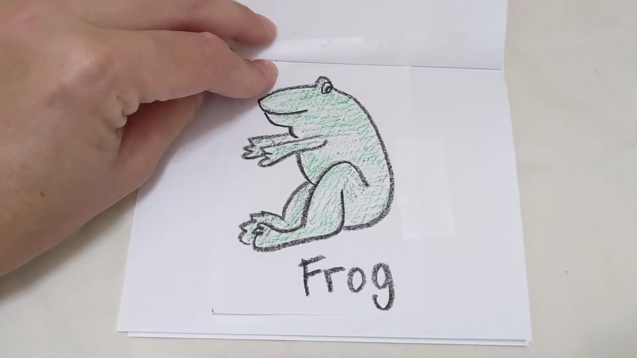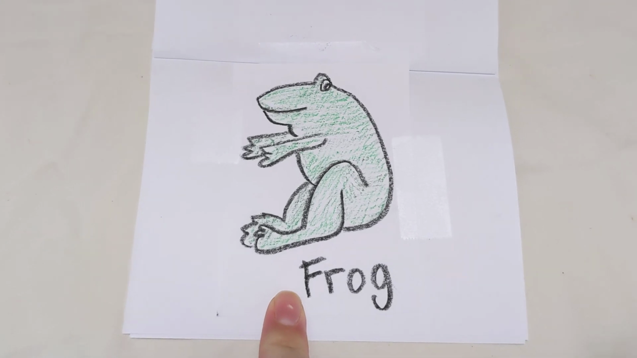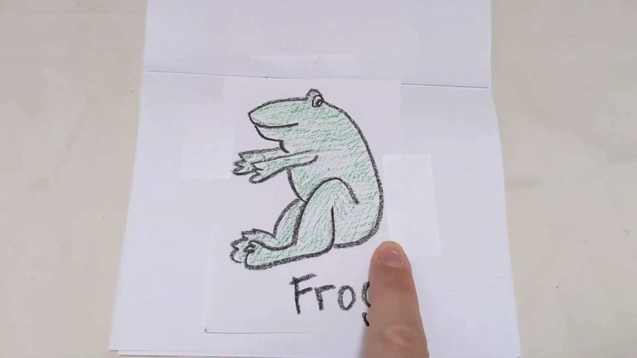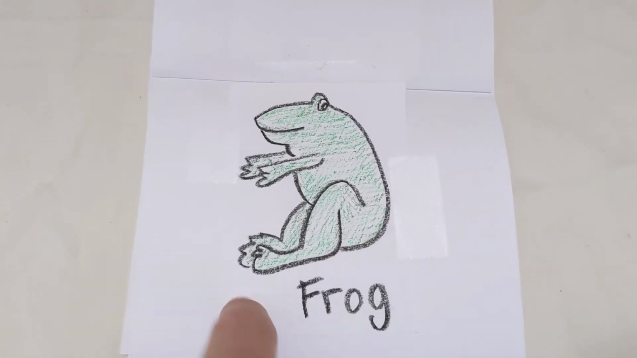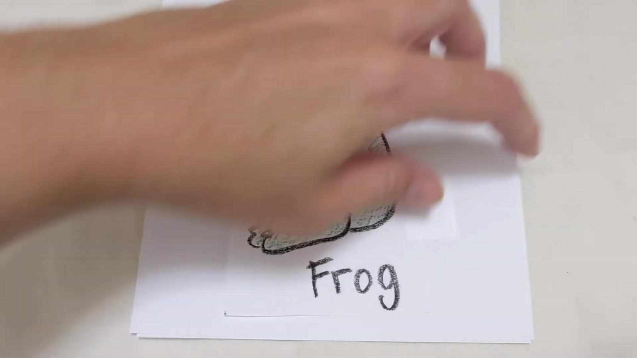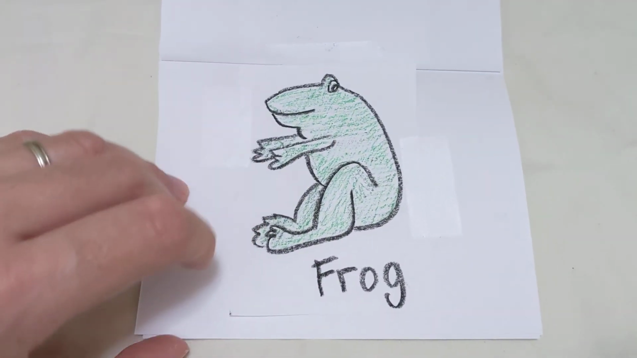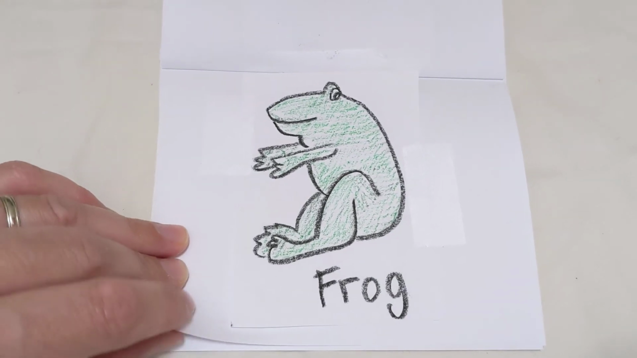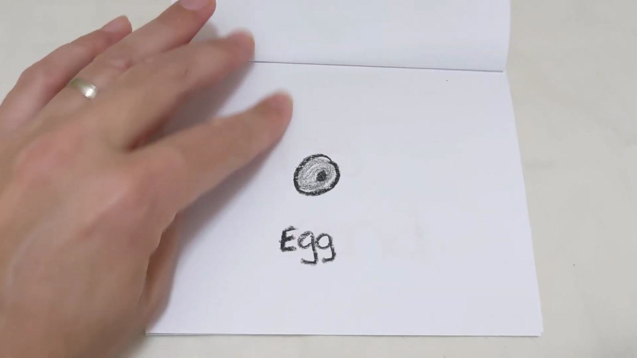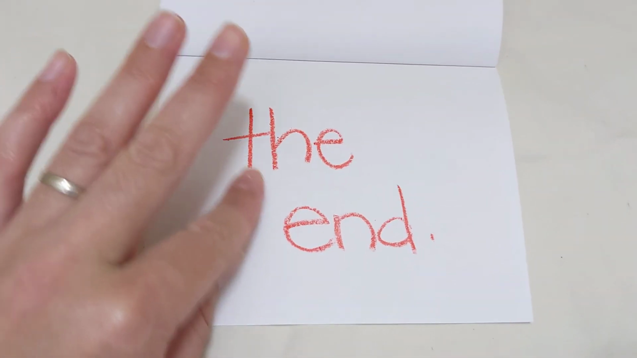The next step is frog. Ribbit, ribbit, frog. No more tail. See that? Frog. Well, what's next? What does the frog do? How do we get more frogs? This frog lays eggs. There's an egg. The end.